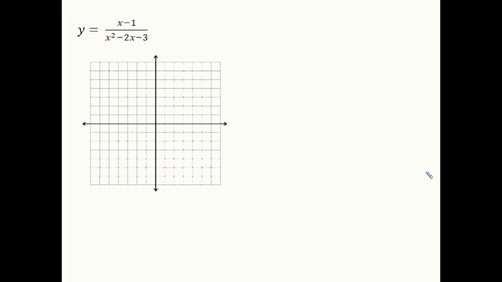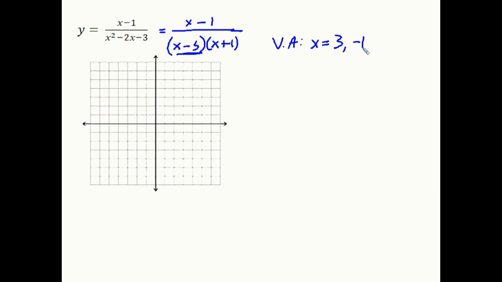Our last function to graph here is x minus 1 over x squared minus 2x minus 3. We would factor both the numerator and denominator. The numerator does not factor. The denominator can factor into x minus 3 times x plus 1. Vertical asymptotes are the values of x that make the denominator 0, because we can't divide by 0. So we see that x equals 3 would make the denominator 0 if you put 3 into this part, and -1. So let's graph those.